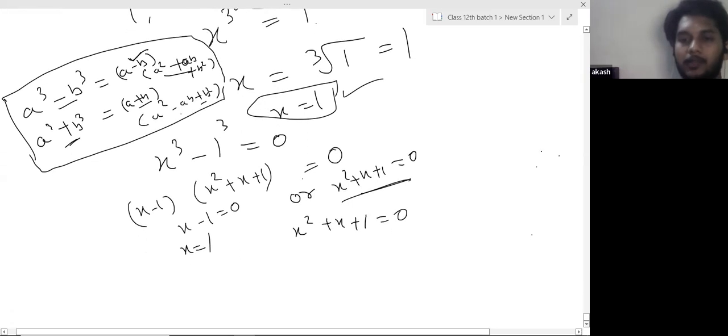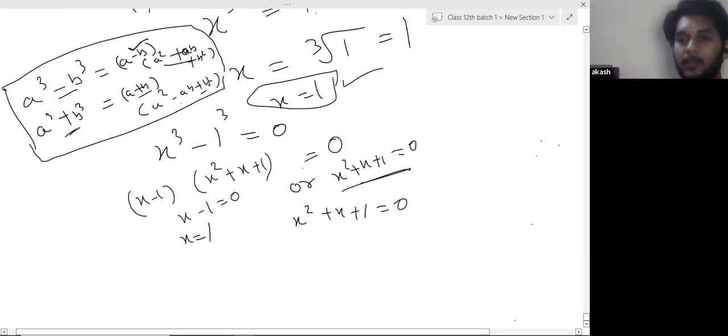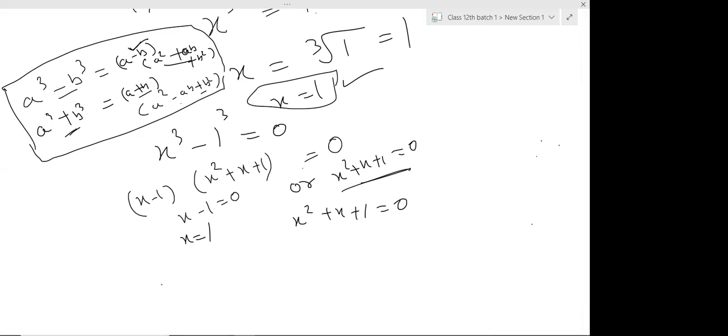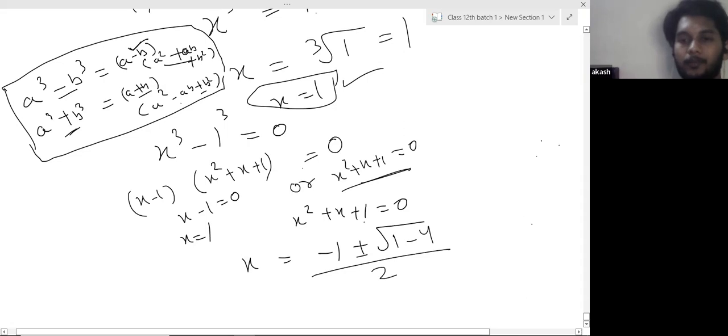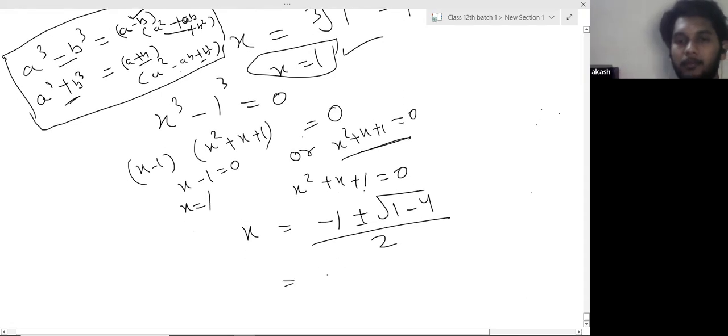Now we cannot solve this using middle term splitting, which you know from class 8, I guess. How can we solve? We can use the quadratic formula. Anyone knows the quadratic formula? Sir, negative b plus minus root b square minus 4ac by 2a. Absolutely right. So we can apply this formula here. So x is equal to minus b, so minus 1 plus minus root of b square, that is 1 minus 4ac, so 4 into 1 is 4, upon 2a, so 2. So this is minus 1 plus minus root of negative 3.